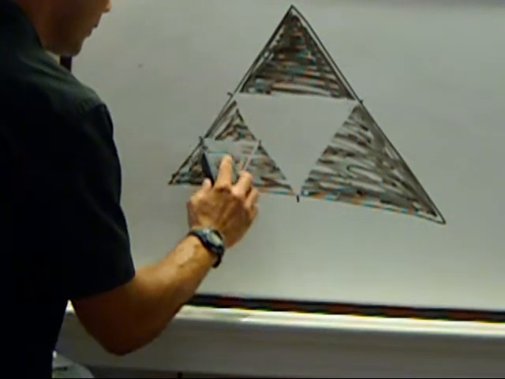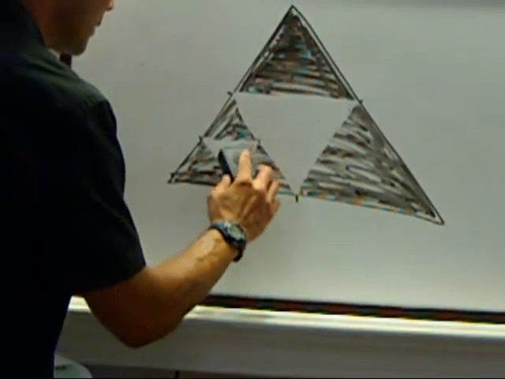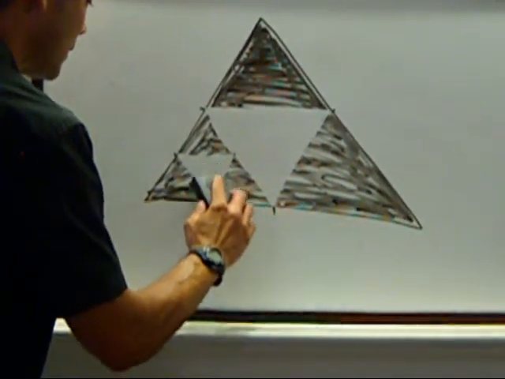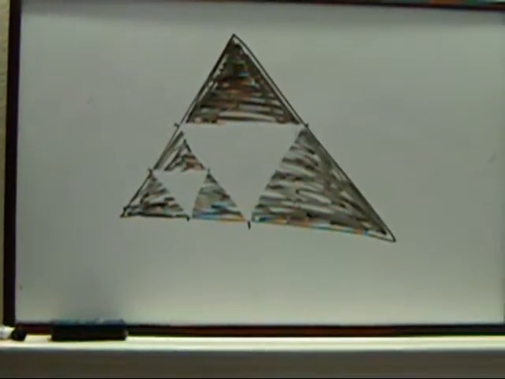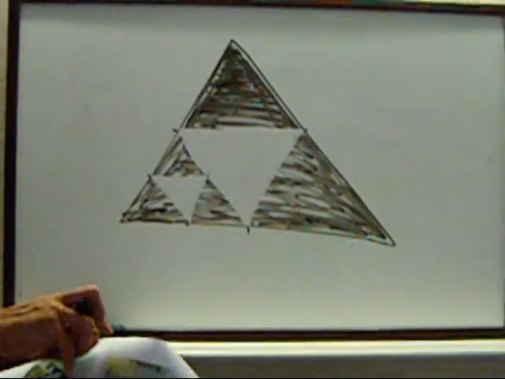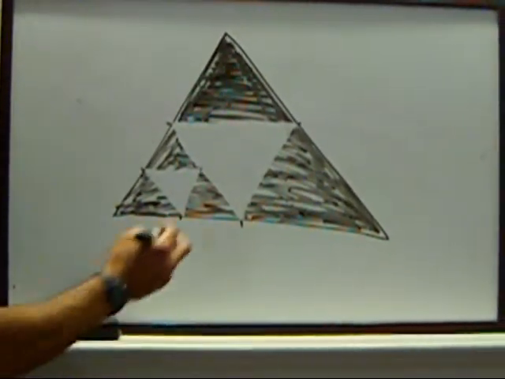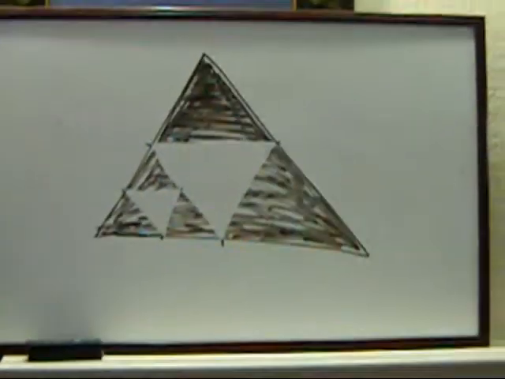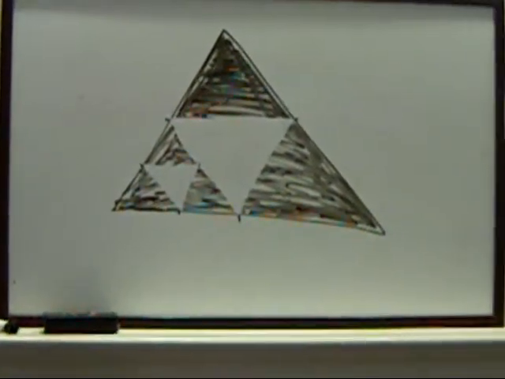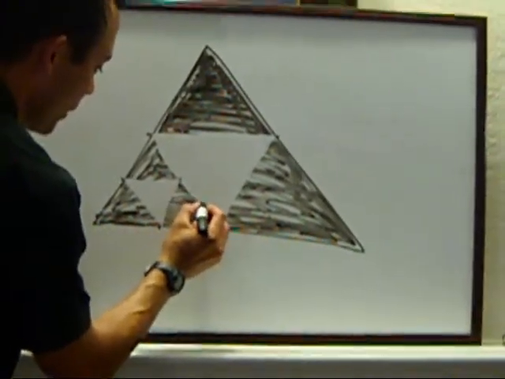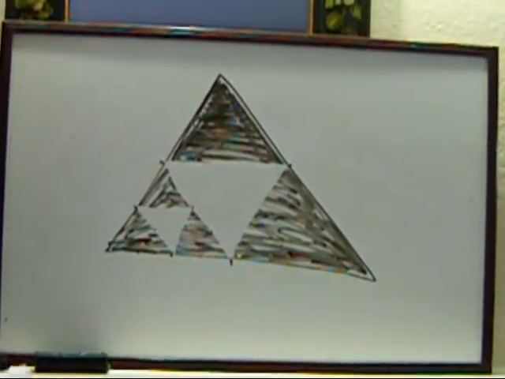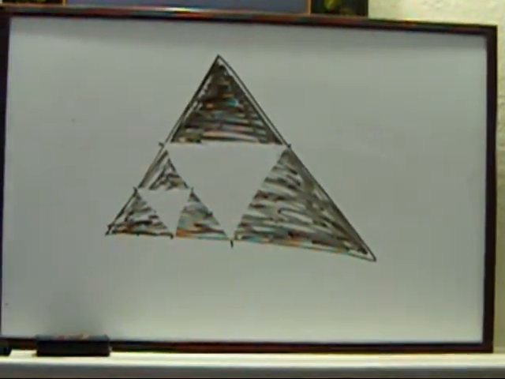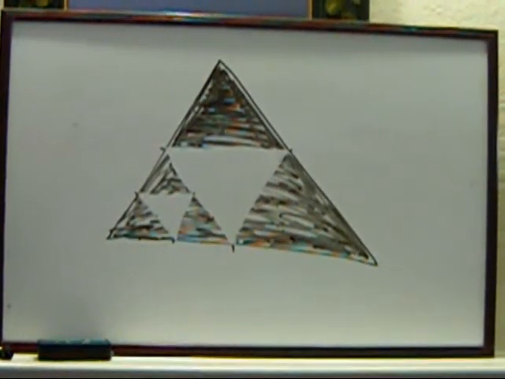Like this. Okay. Is this making sense so far? Yeah. Okay. We'll do it again. The next iteration. Midpoints. 1, 2, 3. 1, 2, 3. We're going to create that.